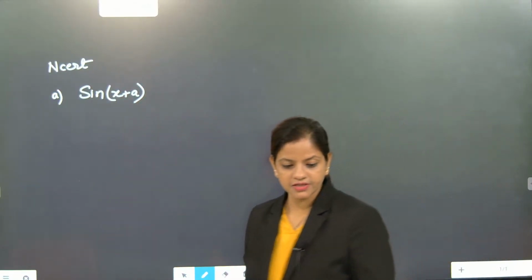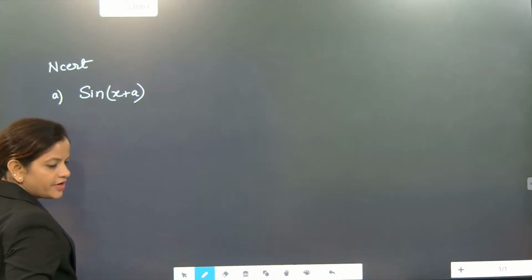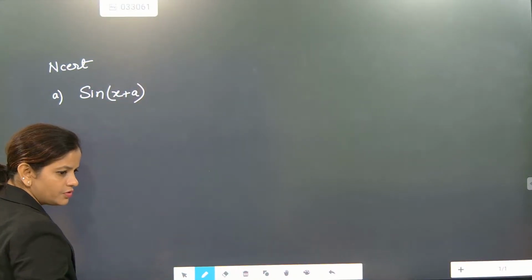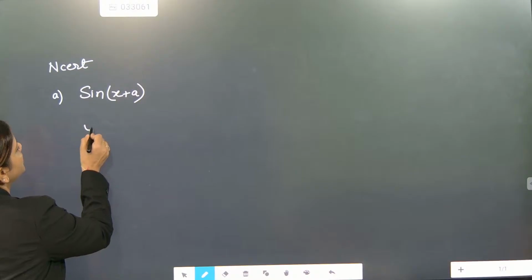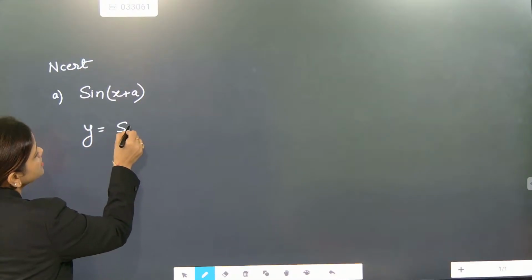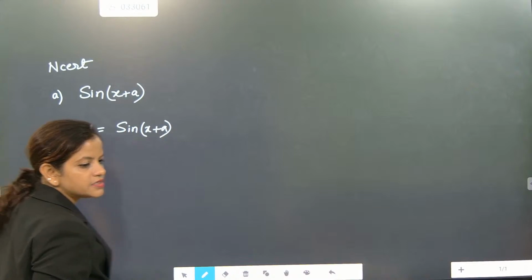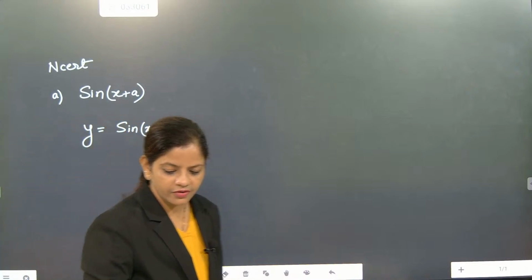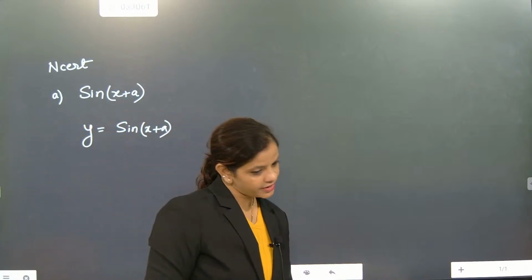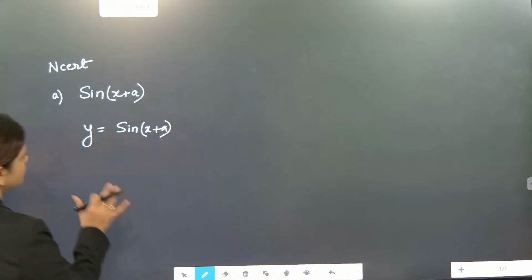Trigonometry we will hit nicely. So sine of x plus a, beta. If sine of x plus a is given to you, are we going to leave this question? No, y is equal to sine of x plus a is given to you. So when y is equal to sine of x plus a is given, how are we going to proceed?